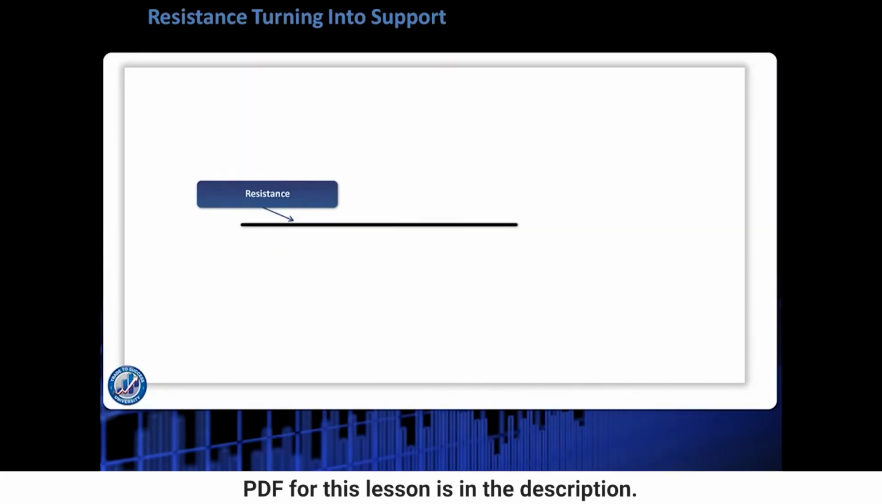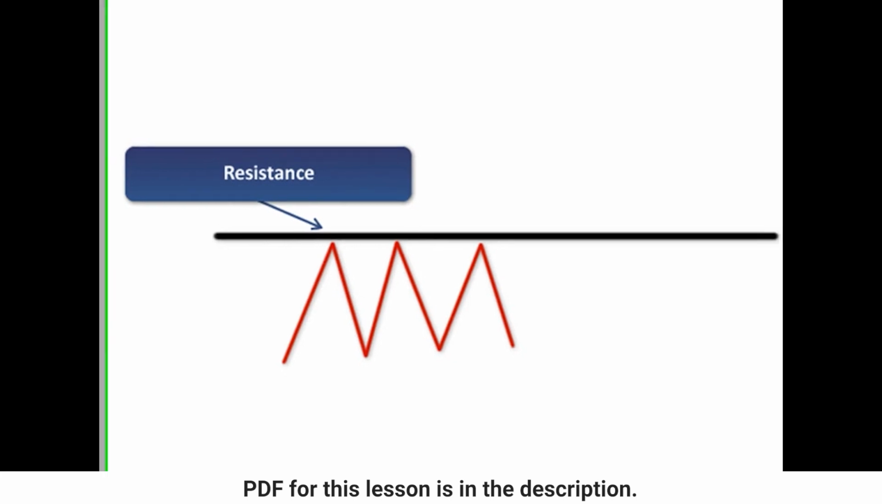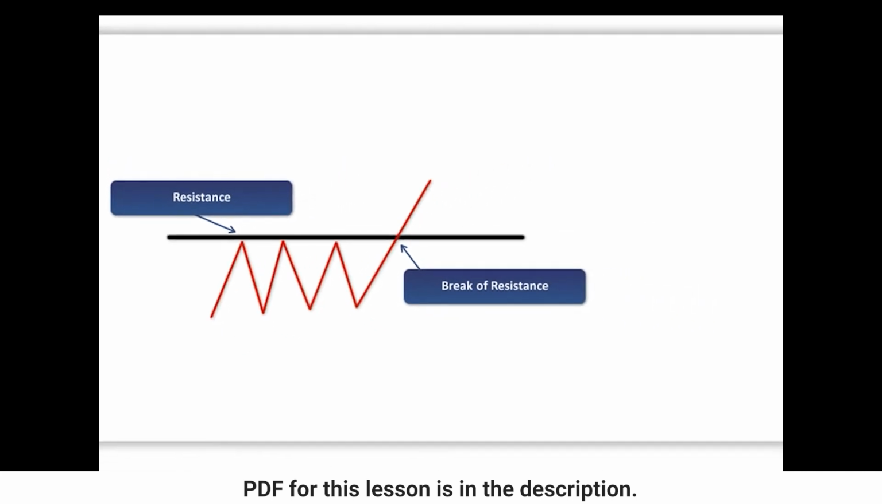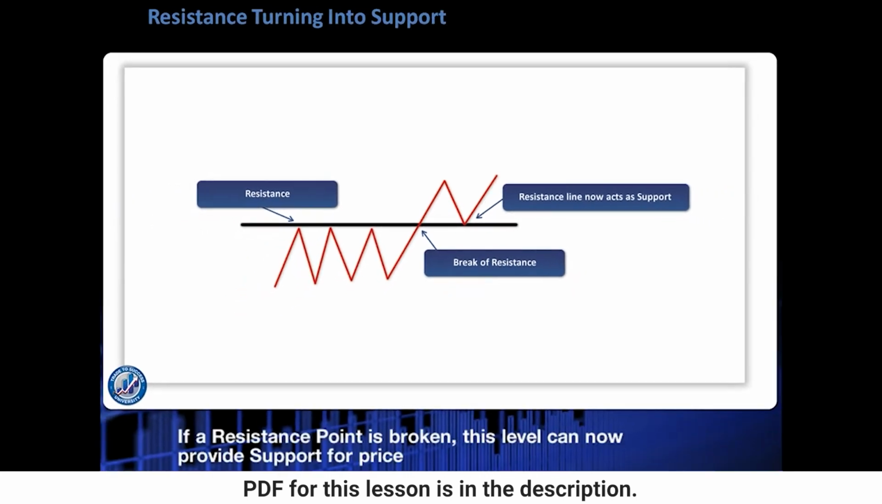Now, if we have a resistance line, and a resistance line can only exist when price has continually bounced from it, this resistance line provides supply. So at this price that is indicated by the line, there is supply. But price can break up through it because somehow there is demand at that point and price breaks through the resistance line. Now, if price comes back down and approaches that line, the resistance line acts as support. If a resistance point is broken, this level can now provide support for price.